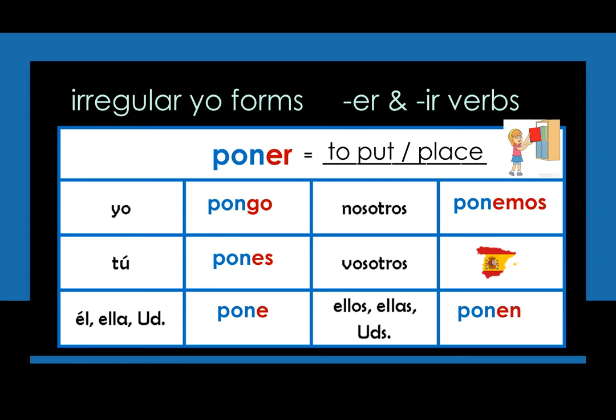You can see again that the pones, pone, ponemos, and ponen are regular ER endings. But when we get to the yo form, it is again a regular yo-go verb, pongo. I put my binder in my backpack. Yo pongo mi carpeta en mi mochila. Pongo.